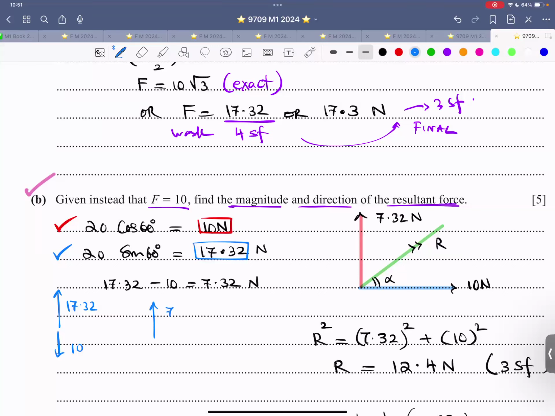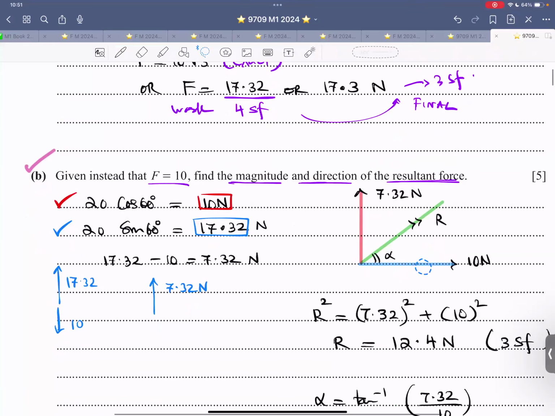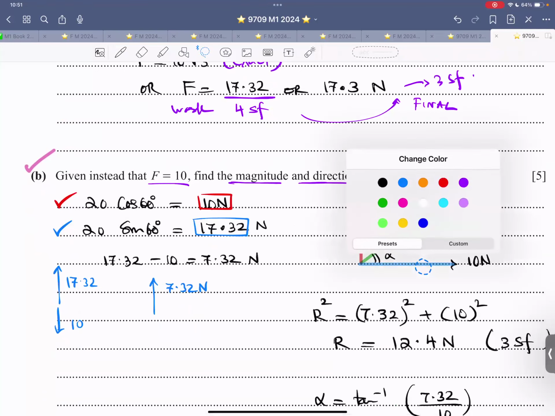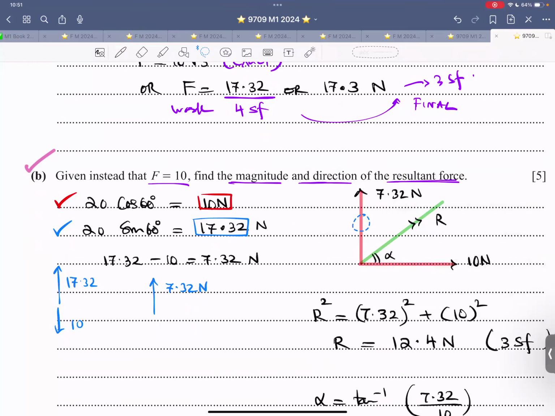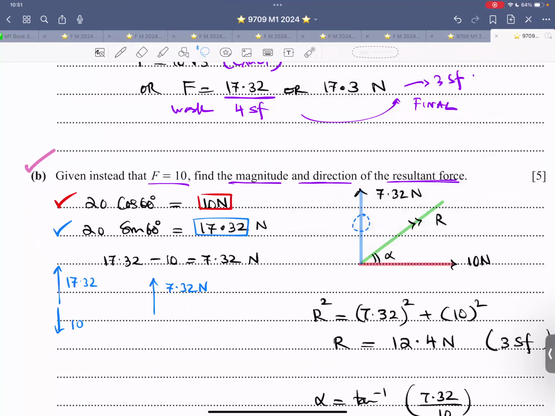In other words, this is 7.32 newtons upwards. All good, all clear? So let me just change the color. I think I took horizontal to be red. So let me change this color to red and change this color to blue. Okay, so now this is better. So it's 7.32, that is right over here.